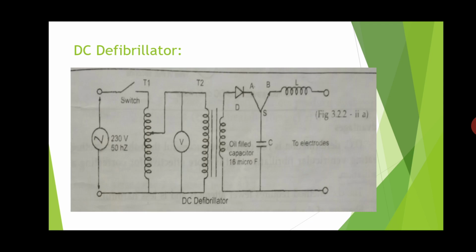Next we will see the DC defibrillator. So this one is the diagram for the DC defibrillator. In this DC defibrillator they are using the auto transformer, and another one is the normal transformer. So why is it called a DC? For the patient, they are giving the DC voltage only.